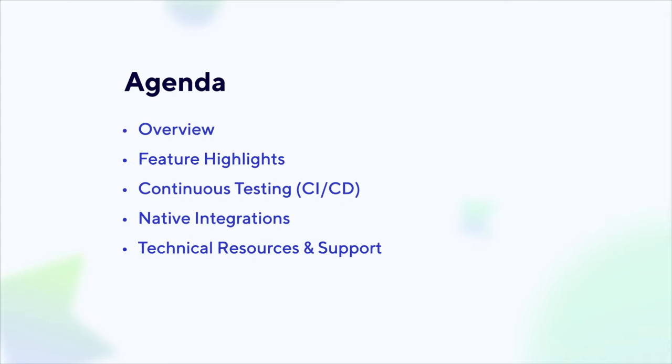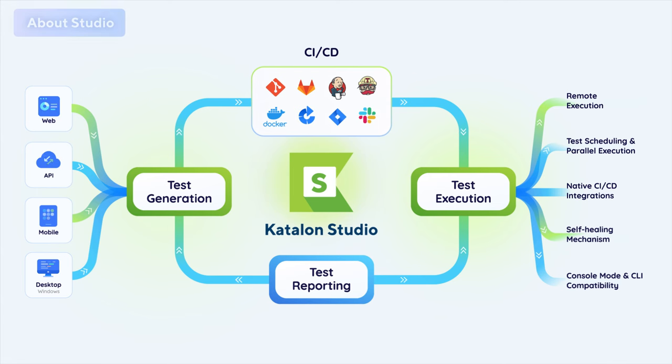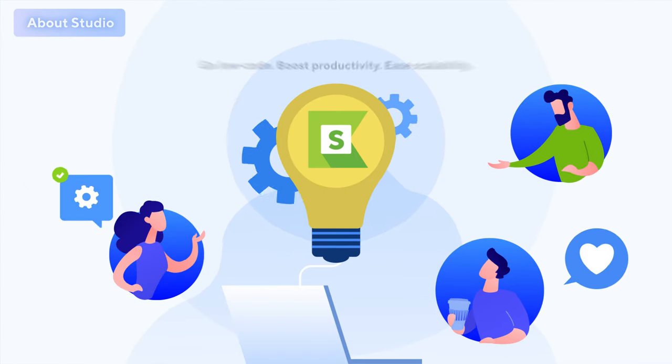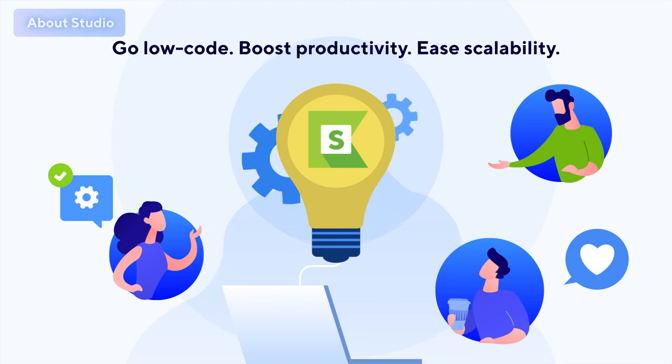This video will give you an overview of what Studio is, an in-app sneak peek of its collection of productive and powerful features, and how it enables your shift to continuous testing from various native integrations with tools, open source solutions, and frameworks. Katalon Studio is a low-code platform for web, API, mobile, and desktop automated testing, designed to help practitioners at all levels start test automation quicker and become more productive.